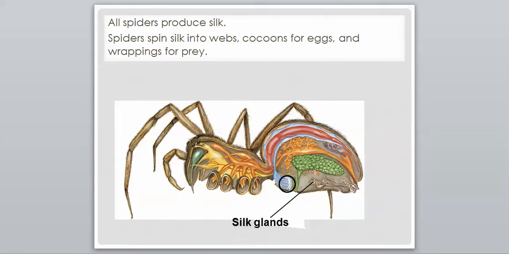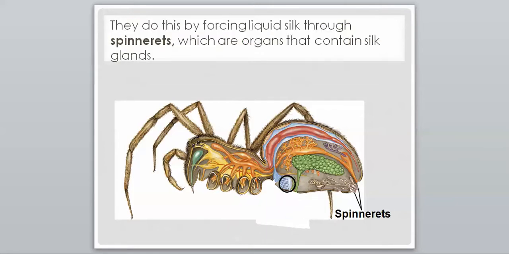However, all spiders produce silk, and they spin the silk into webs. They use it for cocoons for eggs, and they use it for wrapping up their prey. They wrap up their prey in the silk, then they liquefy it and suck the juices out of the wrapped-up cocoon. They are able to spin this web by forcing silk through what is known as a spinneret, which is in a similar place to a swimmeret. These are organs that contain silk glands and help them spin their web.